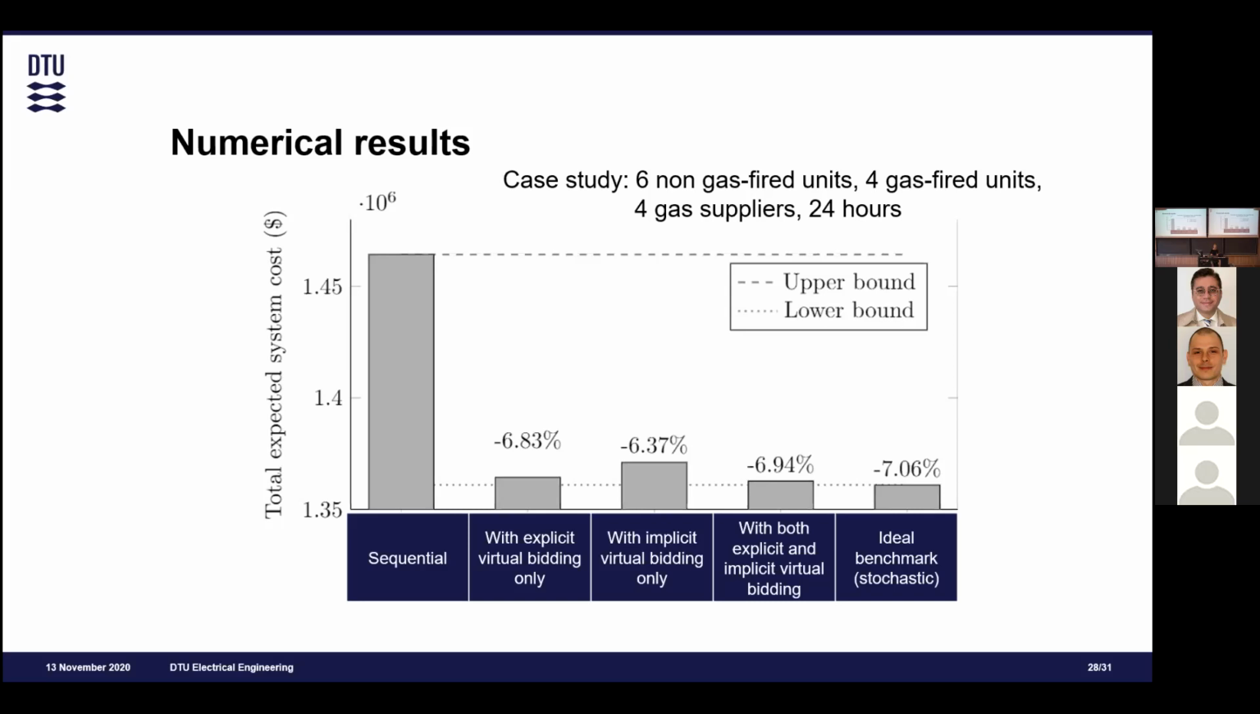And then we can see that the three options of soft coordination with explicit virtual bidding only, implicit virtual bidding only, as well as both explicit and implicit virtual bidding, can help approximate this ideal benchmark. And this implies that financial instruments can bring market efficiency and help reveal and exploit the existing flexibility in the systems while preserving the current market framework. So it's interesting to see that some players acting as expected profit maximizers and having high quality information can be beneficial towards coordination of energy markets.